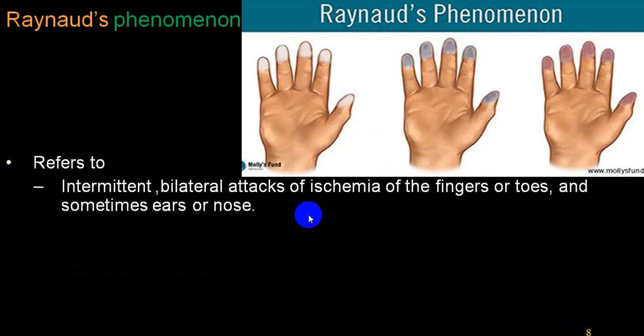In Raynaud's phenomena, because of initial spasm, there is ischemia, you will have appearance of pallor, followed by, as oxygen is being utilized, you get cyanosis, and then vasospasm gets relieved, blood circulation recurs, this will be red. Most commonly what is affected is the tip of the finger and tip of the toes. Occasionally you can get involvement of the ear lobules or tip of the nose.